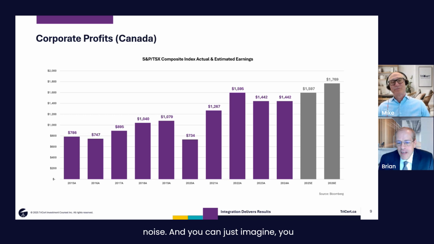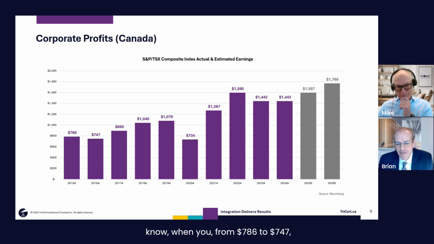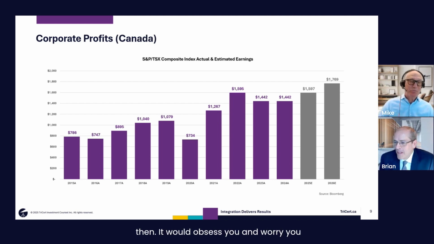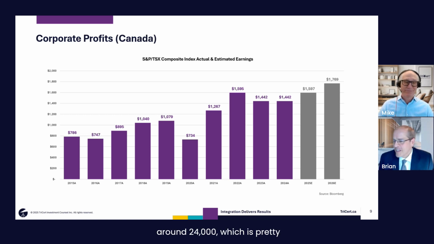And you can just imagine, when you see earnings go from 786 to 747 from 2015 to 2016, the narrative back then. It would obsess you and worry you that it might be a permanent feature of markets, that earnings are declining. But when we stay focused on the longer term, would it surprise you to find out that back in 2015, the Canadian market traded around 12,000, and that 10 years later, the market's trading around 24,000, which is pretty much in line with earnings?